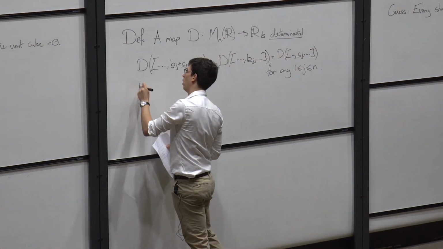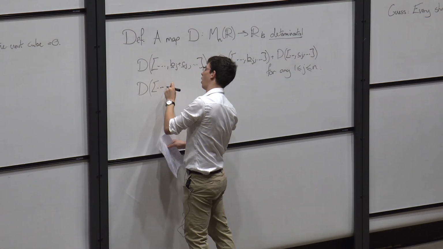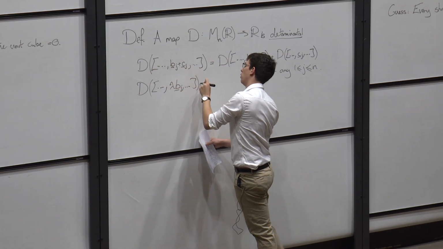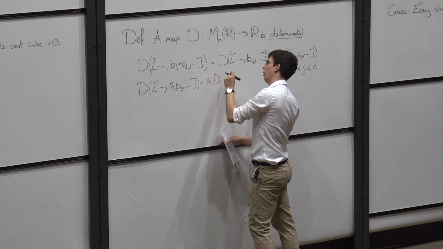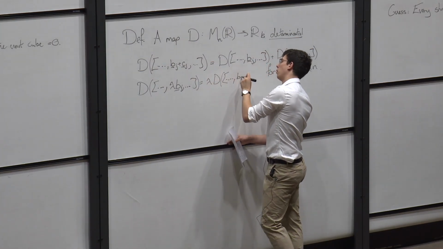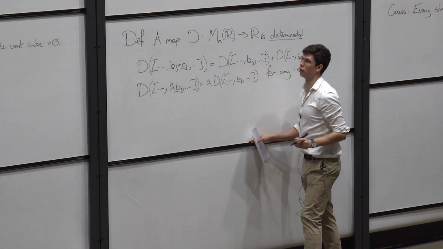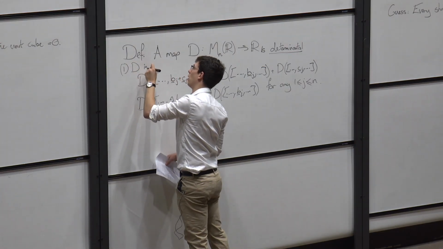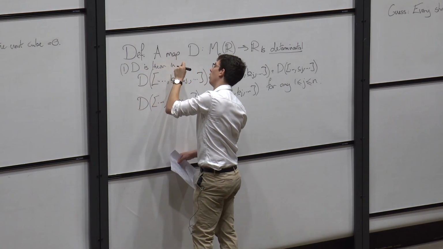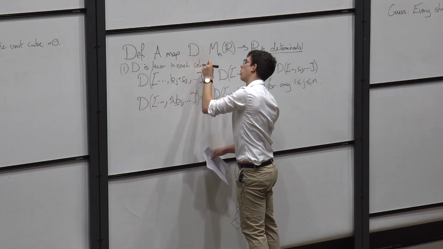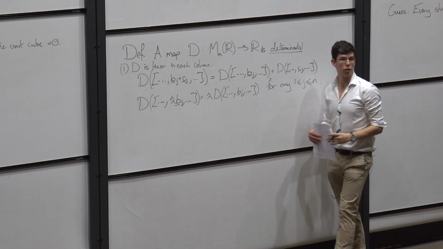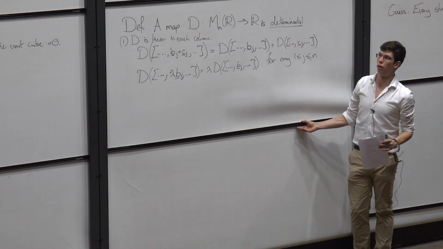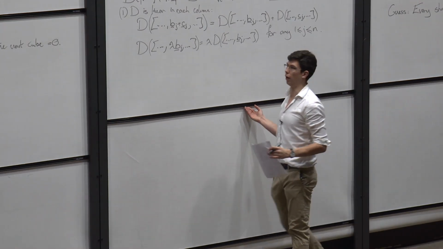And similarly, I want it to scale. So if I scale one column by a factor lambda, then I just want this to scale the determinant by a factor lambda. So this is going to be the first property, and I want this to be d is linear in each column. So this is basically the property that we guessed the volume of the image of the unit ball should satisfy for any linear transformation.